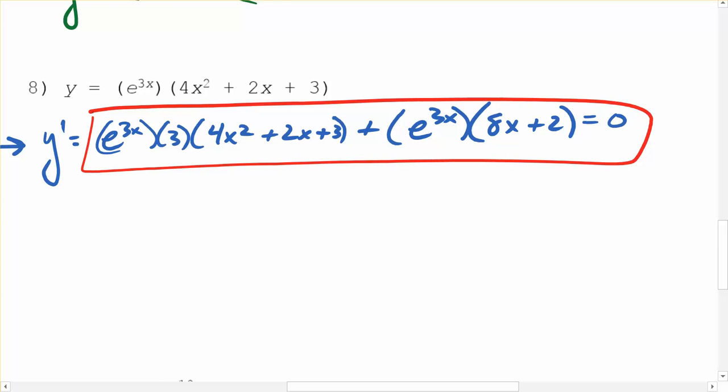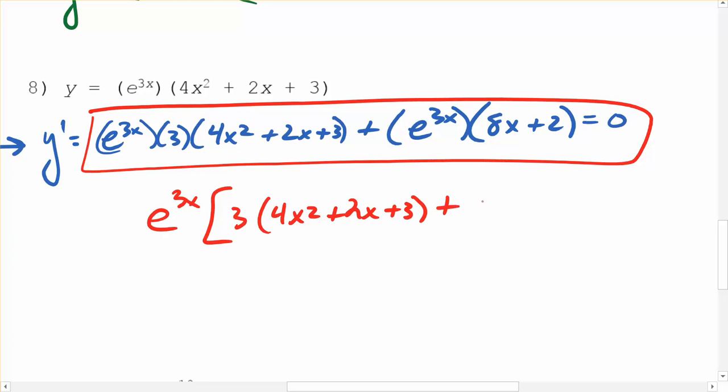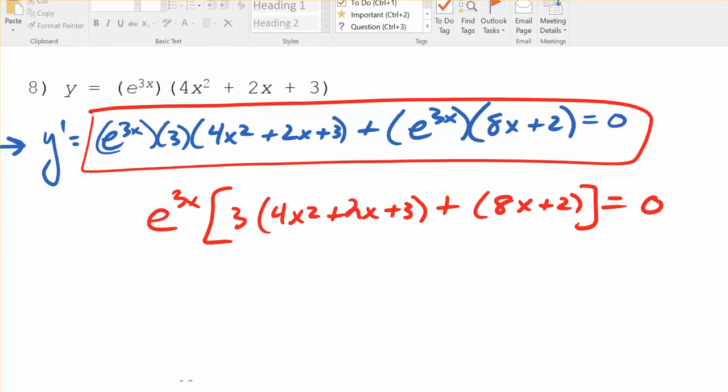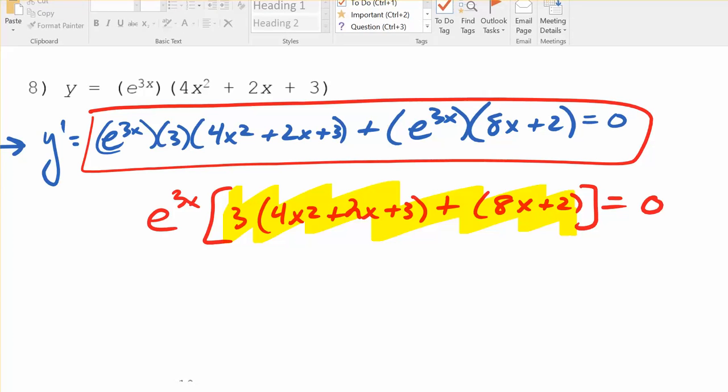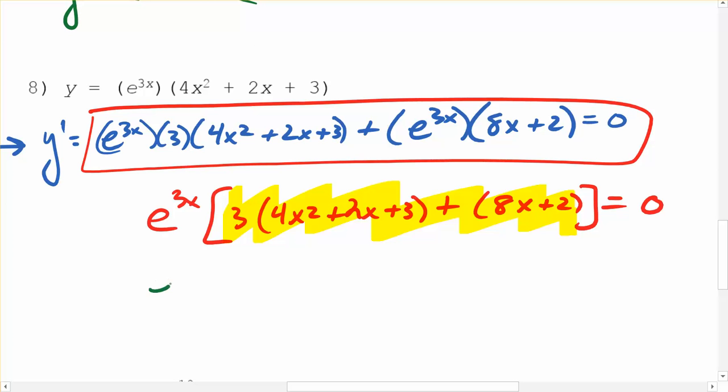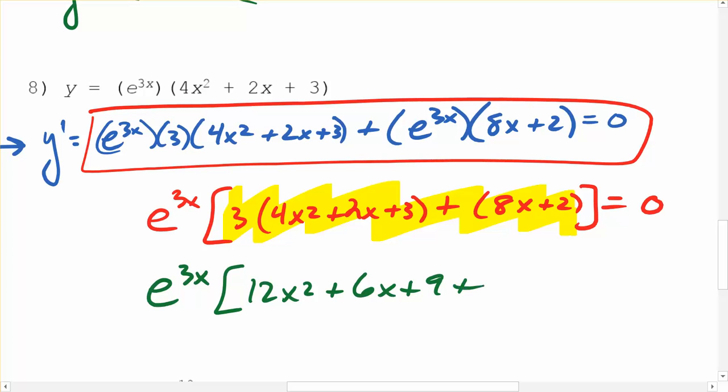So what do we factor out first? e to the 3x times what? 3 times 4x squared plus 2x plus 3 plus what? 8x plus 2. Now what do we need to do inside those parentheses? What should we do now? Well, we need to still clean it up. You guys kind of said the same thing. To clean that up, we're going to need to multiply. So what do we end up with? We end up with 12x squared plus 8x plus 2 equals what?